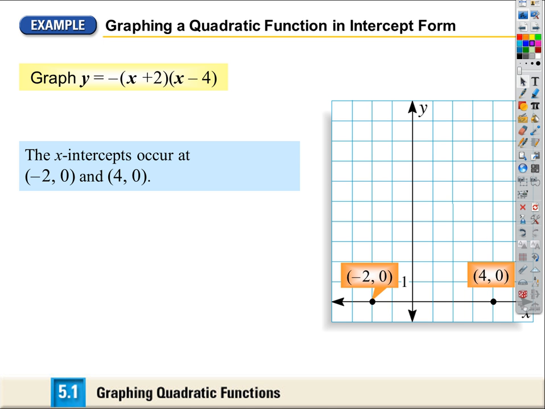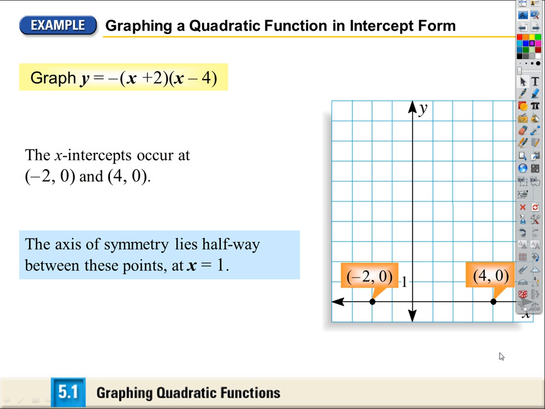So what's the x-coordinate of the vertex going to be? +1. If I average -2 and 4, -2 plus 4 is 2, divided by 2 is 1. So 1 is the x value. All right, now how am I going to find the y value? How do I always find the y value? I know an x value. Plug it in.